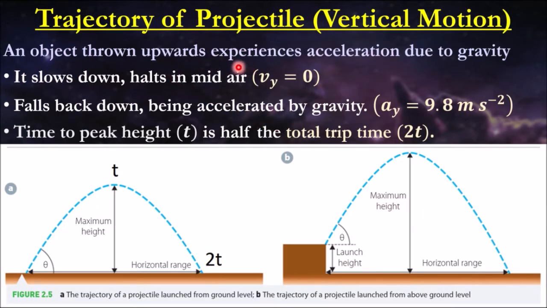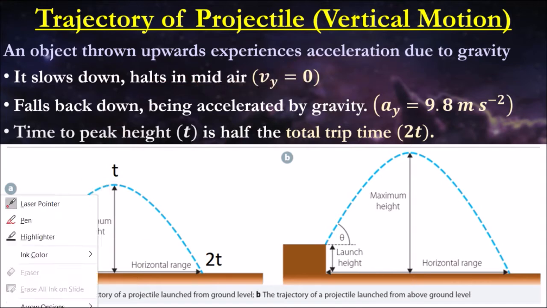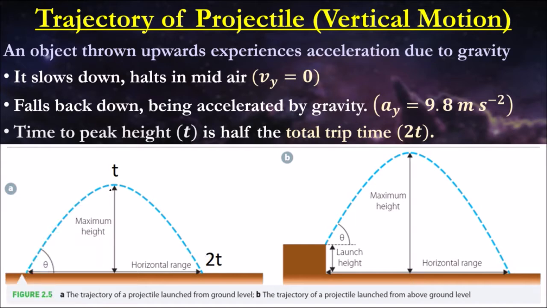Okay, so when it comes to analyzing projectile motion, let's firstly look at the vertical motion, or the y component. There's a couple of things you can look into to help you understand these calculations a bit better. An object thrown upwards will experience acceleration due to gravity. Okay? It will slow down, so as you can see, that's why it sort of curves, begins to plateau, and halt in mid-air.